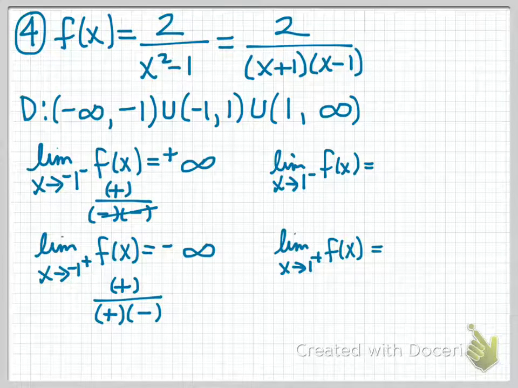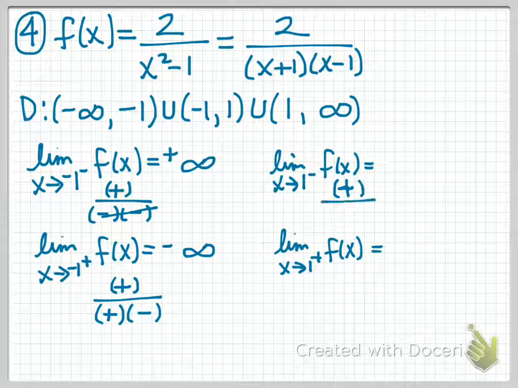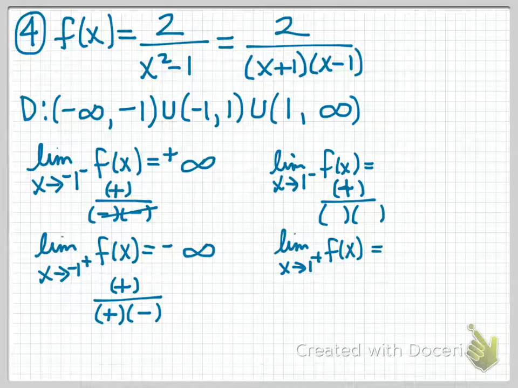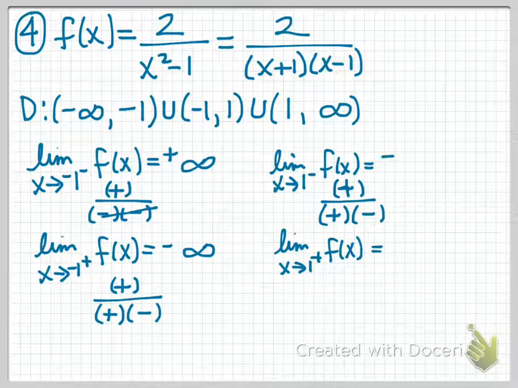And then for positive 1, as we approach it from the left, we would look at positive 0.9. Again, the 2 on the top is going to give me a positive in the numerator. Then we're going to look at each factor separately in the bottom. If I put in positive 0.9 with plus 1, obviously that's positive. If I put positive 0.9 in with x minus 1, that's negative. So this one would be negative infinity.